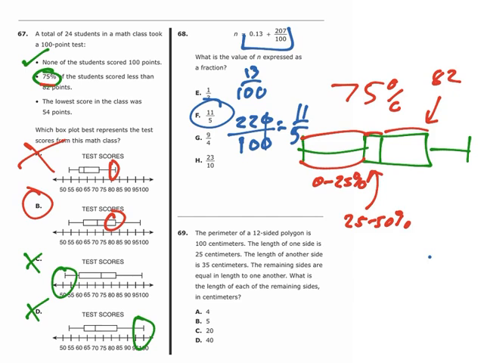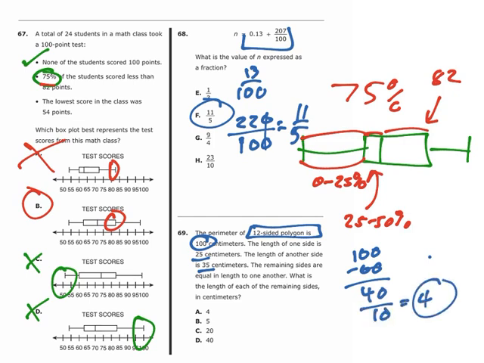For the next one, this one's pretty easy. It says we have 12 sides. It says one side is 20, the whole perimeter is 100. One side's 25, another side's 35. So I've already got 60 out of my 100. Right? So the other 10 sides are equal, and they have a perimeter of 40. So we do 40 divided by 10 equal sides is 4 each.